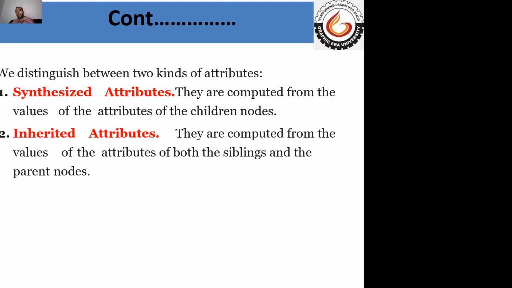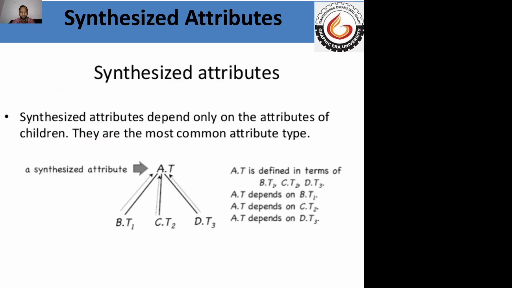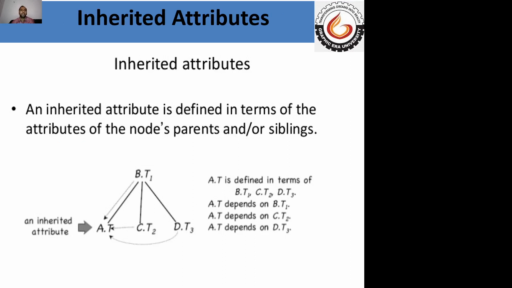Next one is inherited attributes. Its name is inherited. So inherited attributes are computed from the values of the attributes of both siblings and parents. What does it mean? It means if and only if an attribute is computed from its sibling node or its parent node, then these attributes are called inherited attributes. Let's have a look. So this is the example of an inherited attribute. An inherited attribute is defined in terms of its parent node or its sibling node.